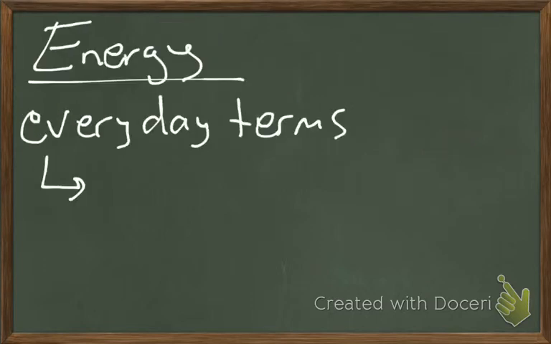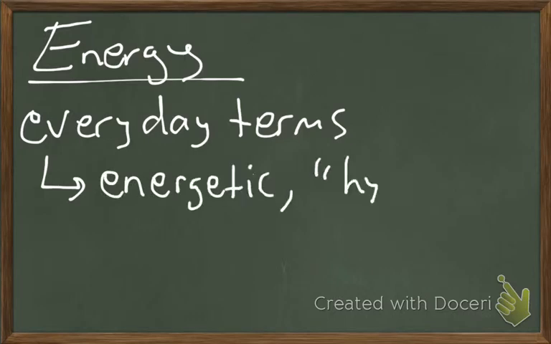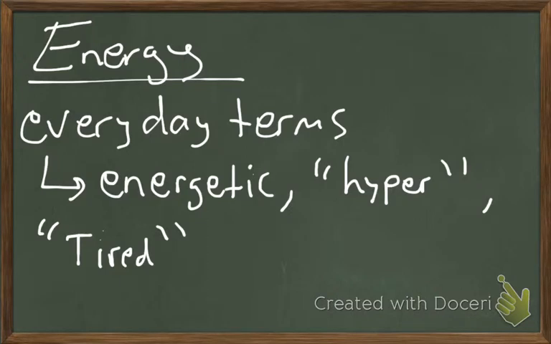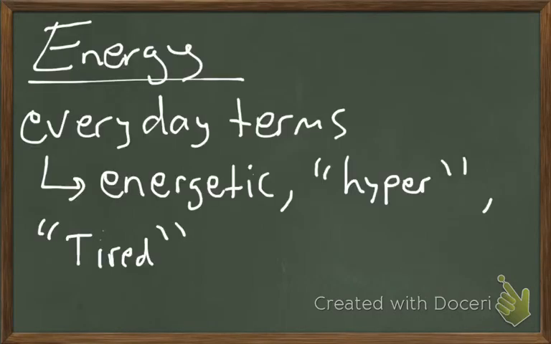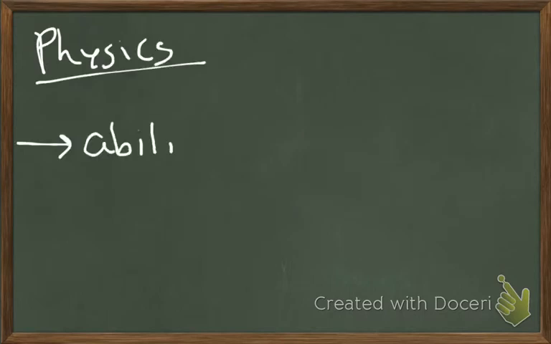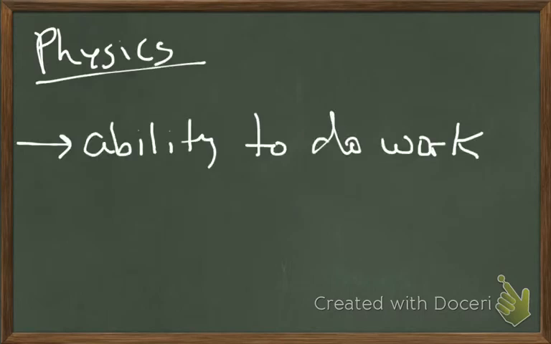Now, here's energy. In everyday terms, you would use it in the following ways. I'm feeling energetic, I'm feeling hyper, or feeling tired. It's like your ability to do something. If you have a lot of energy, you could probably run a couple miles. If you are feeling exhausted and tired, you probably don't want to move very much. So in physics, it kind of makes sense with how that's defined. It's the ability to do work. So if you have a lot of energy, you can do a lot of work.